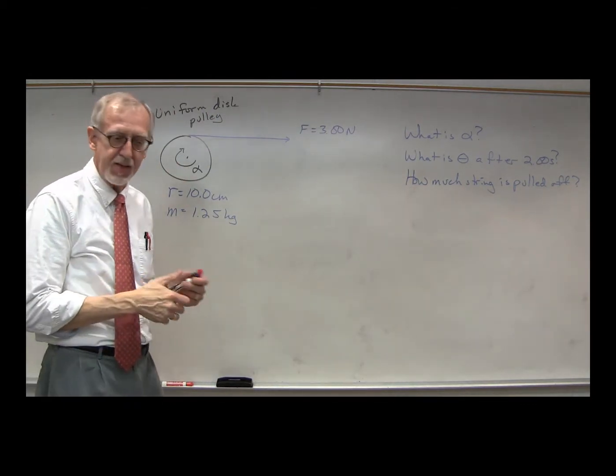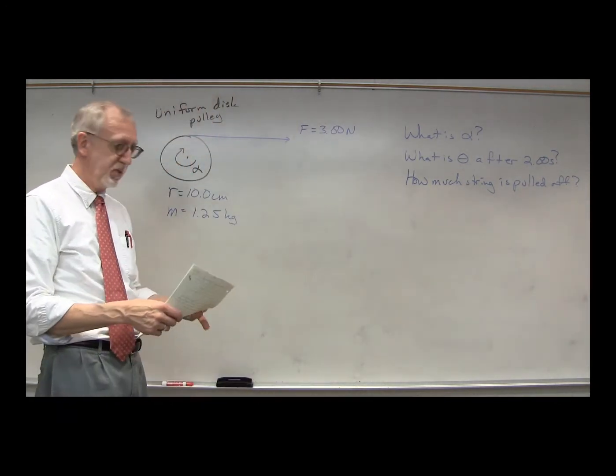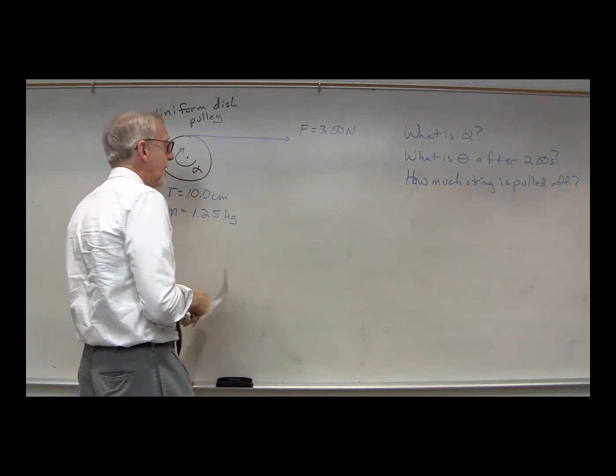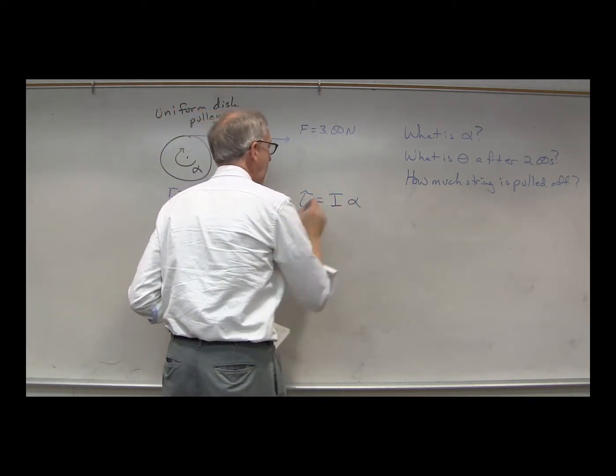So let's see if we can figure that out. Well, we're going to use the rotational form of Newton's second law. We have that tau equals I alpha.